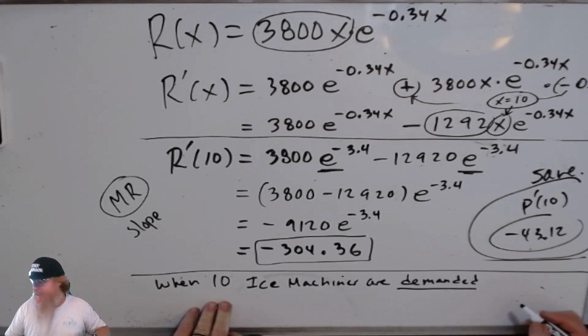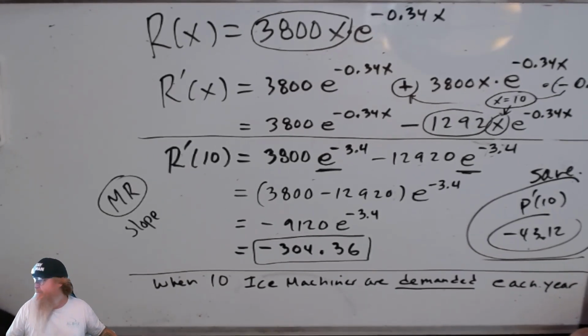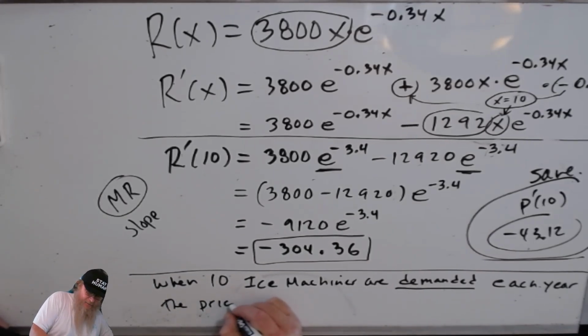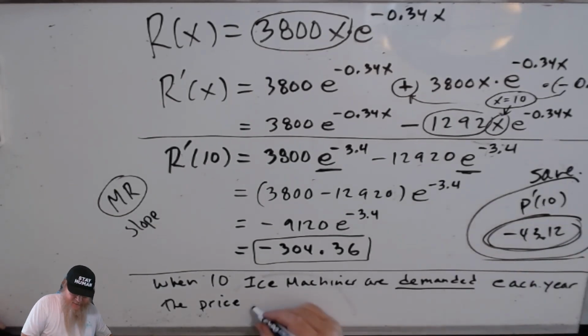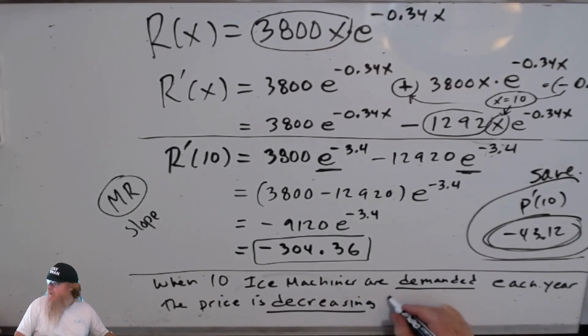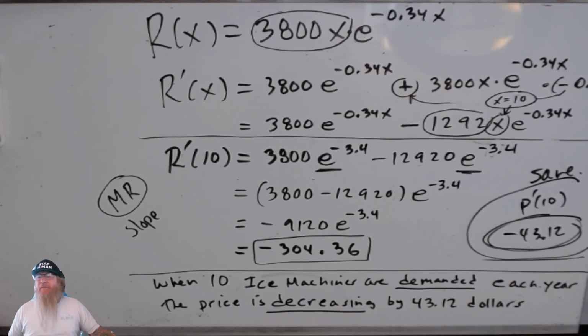So when 10 ice machines are demanded each year, the price, that's this one, is decreasing by $43.12, or you just say 43.12, $43.12 per machine.